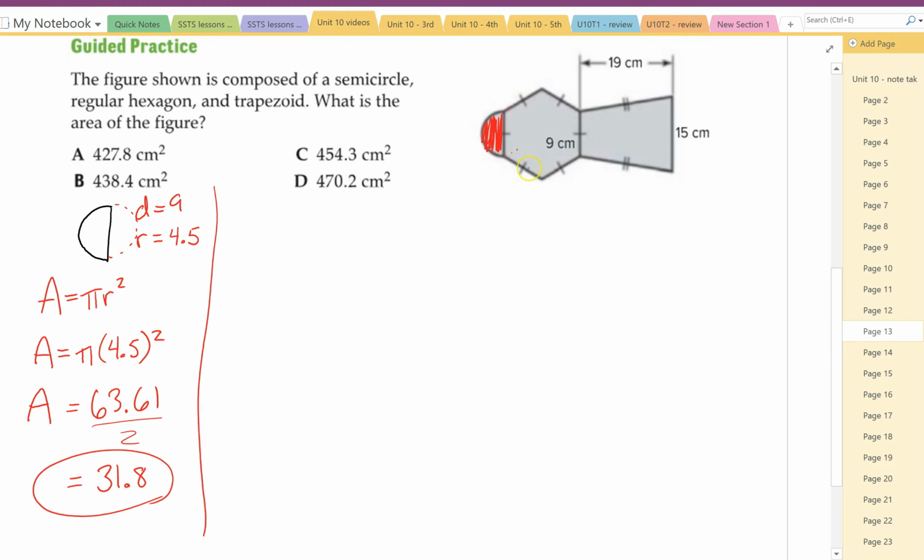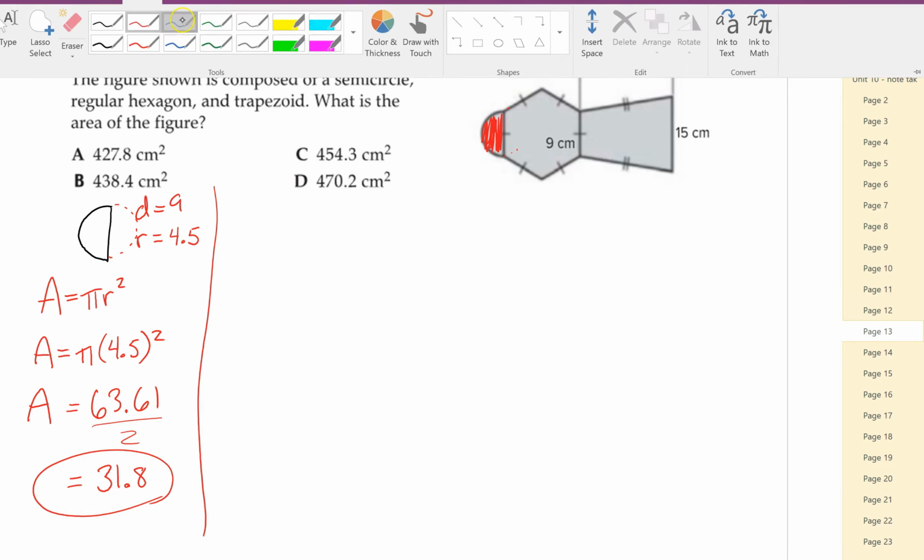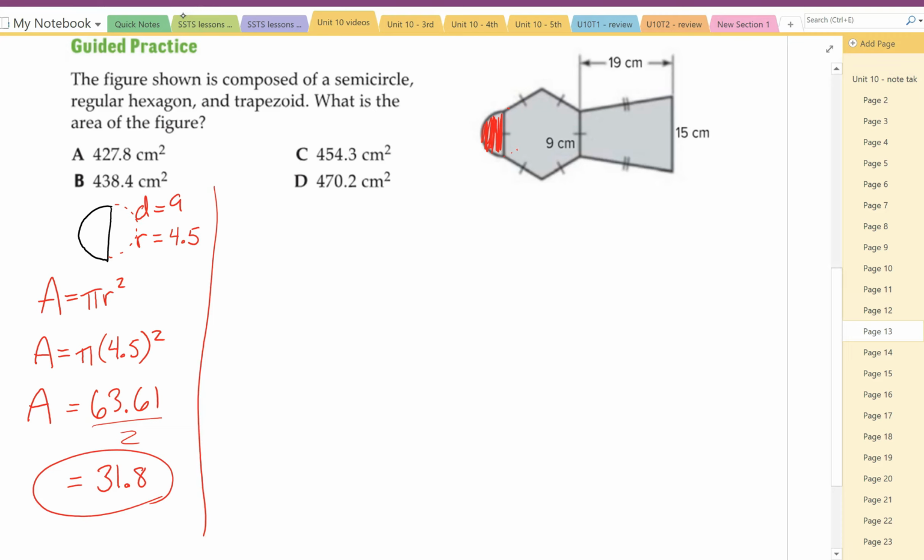Now I'm going to find the area of the hexagon. The only thing I know right now is that each side of the hexagon is 9 centimeters. So I have to draw a triangle in here. I'm going to figure out the area of one of these triangles, and then multiply it by 6 because there are 6 of these triangles inside the hexagon. So let me draw one of the triangles over here.